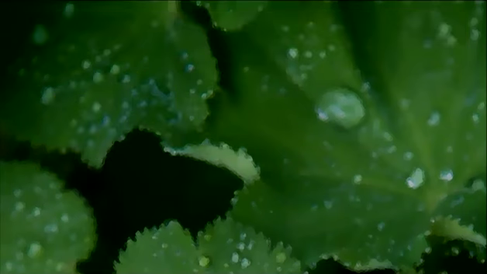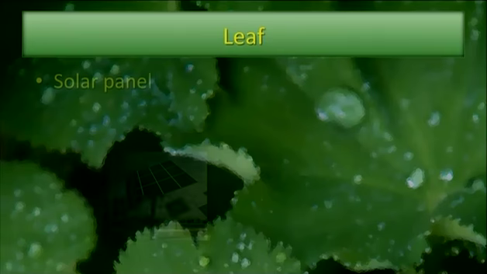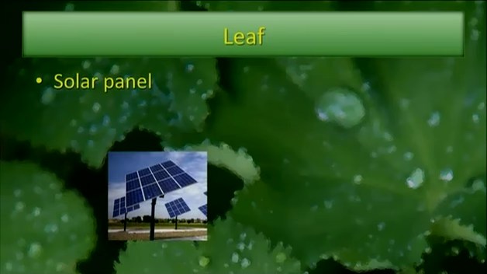So first of all, leaves. A leaf functions as a solar panel. What does it do? It harvests light energy and converts it into chemical energy. It harvests light energy from the sun and converts it into chemical energy in the process known as photosynthesis.